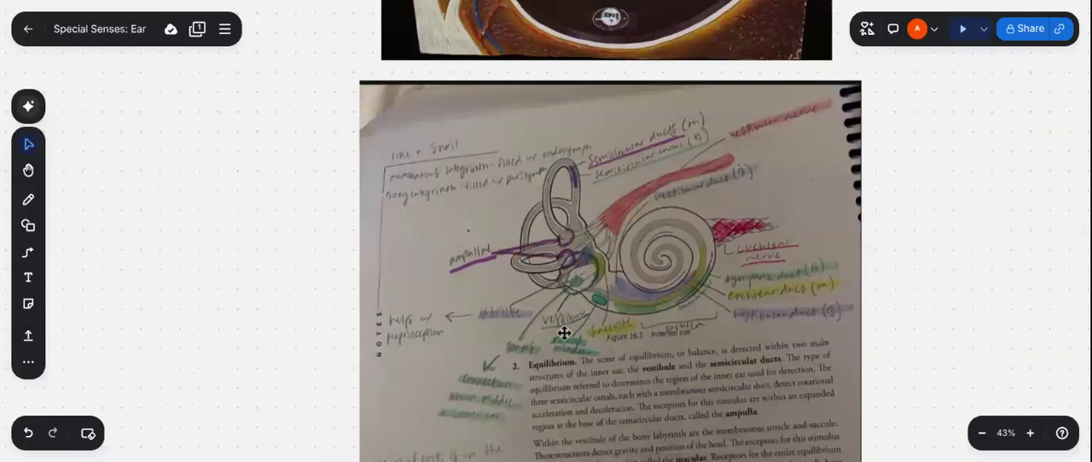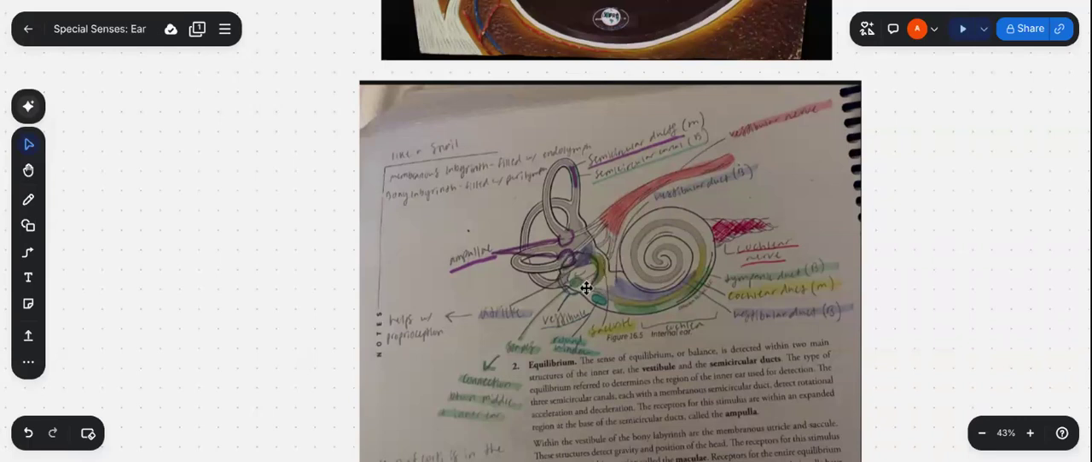Next, you have your vestibule. The vestibule is this region. It's not a specific structure, more so just a region. Within the vestibule, you have your utricle, which is this light blue color over here. Right next to the utricle is your saccule. The saccule is closer to the shell side, while the utricle is farther away from it.